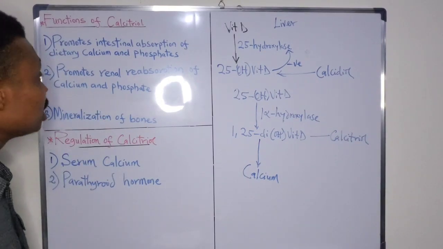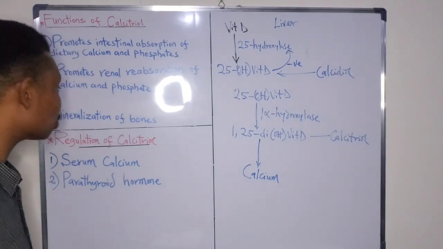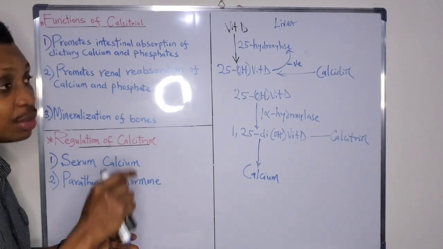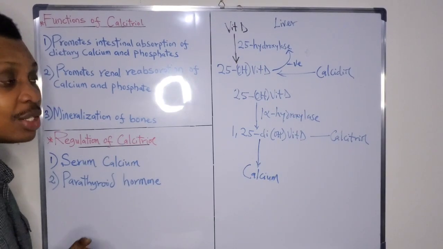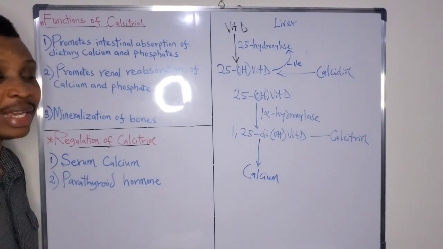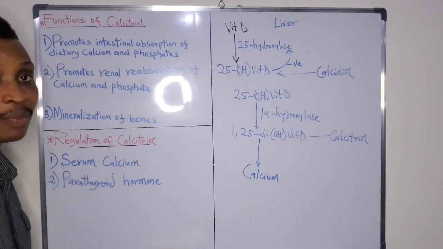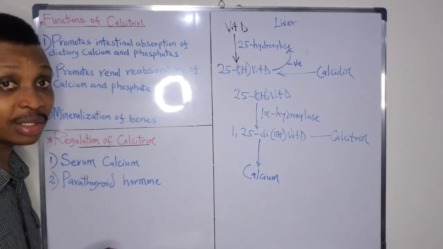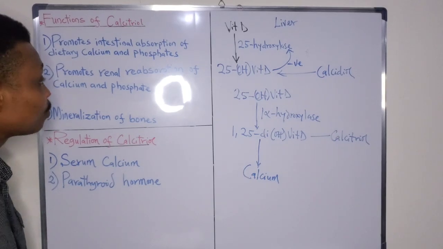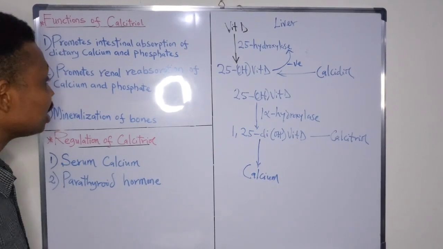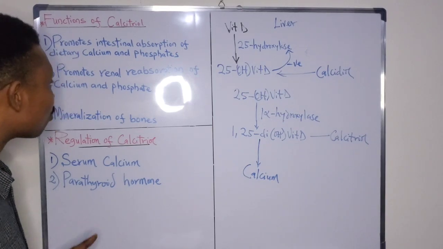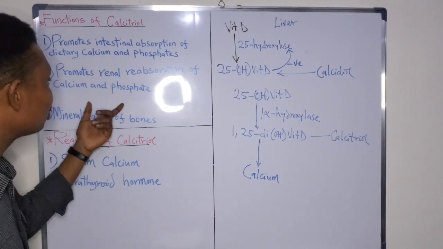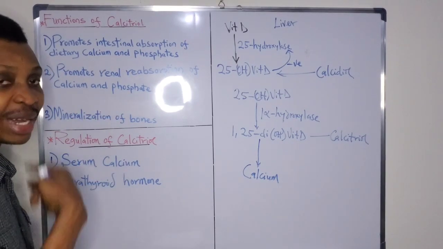The second one is it promotes renal reabsorption of calcium and phosphate. So in the renal tubule, specifically the proximal convoluted tubule, calcitriol also plays a role in the expression of transport proteins, because even in the tubule, the reabsorption of these minerals is an active process. So calcitriol plays a role in the increased expression of these transport proteins, which help to reabsorb these minerals back into the circulation.